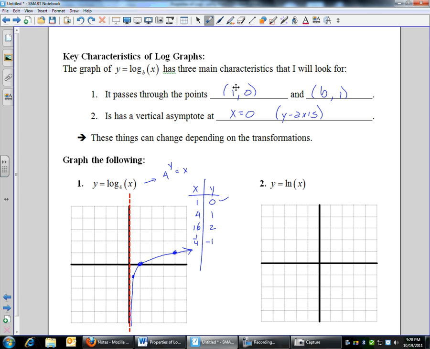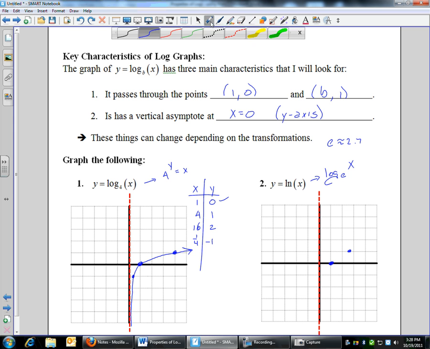So logarithmic graphs go through (1, 0), whatever the base is, (base, 1), and then you use the y-axis as an asymptote. So if I'm graphing ln of x, now remember ln is the same thing as log base e, which you don't have to write that, but they'll go through the ordered pair (1, 0) and (e, 1). Now remember e is approximately 2.7 and a bunch of other stuff. So (e, 1) is about (2.71, 1). And then you have a vertical asymptote on the y-axis.